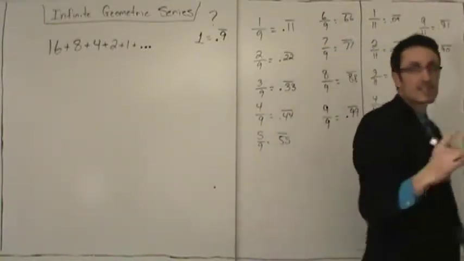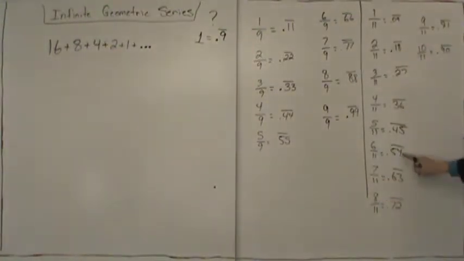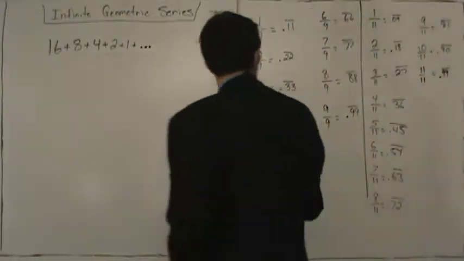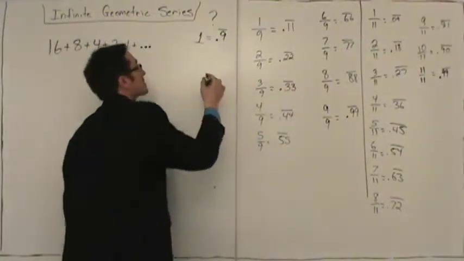Now notice the pattern here. 36, 45, 54 plus 9 is 63. Plus 9 is 72. Plus 9 is 81. Plus 9 is 90. Plus 9 is what? 99. So 0.9 repeating forever is what? 11/11ths. Or the question is, is this true or is this false? The answer to this question is yes.